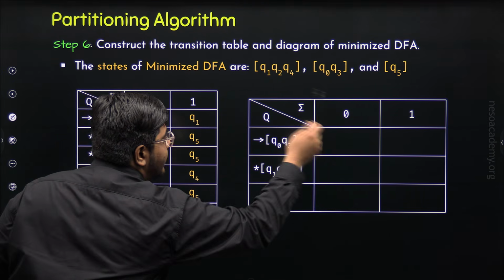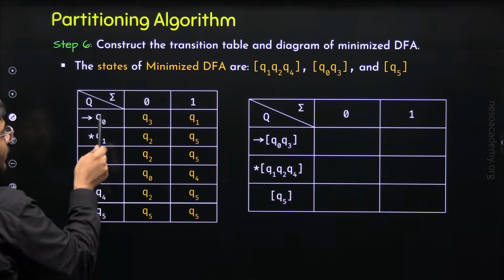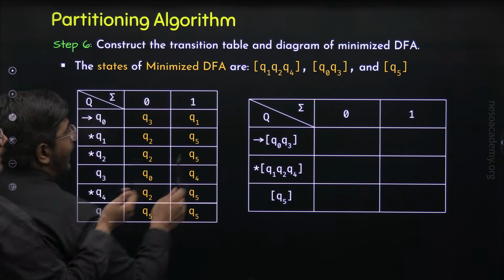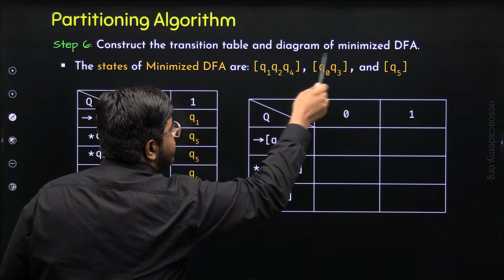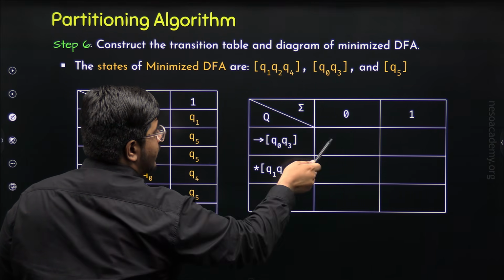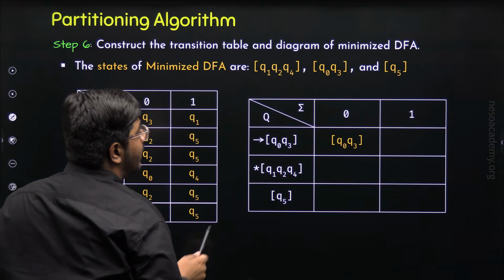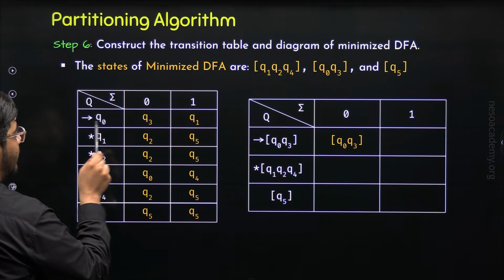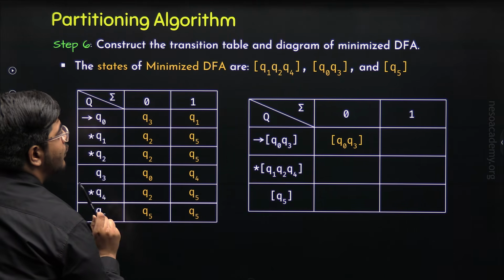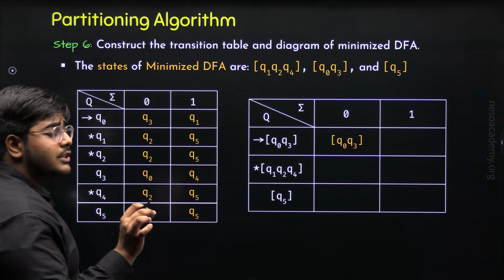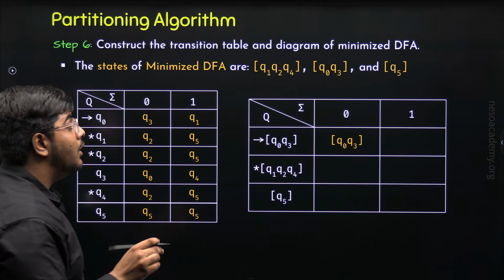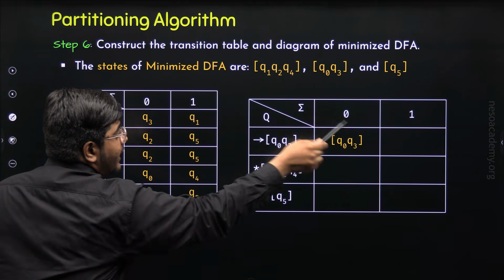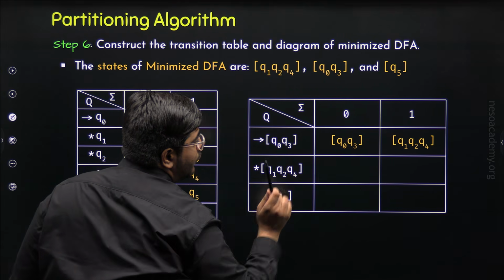Q0, Q3 on 0. Let's check. Q0, Q3 on 0 gives Q3, Q0. And we can see Q0, Q3 is the state of our minimized DFA. So here we will write Q0, Q3. Now Q0, Q3 on 1. We are getting Q1 and Q4. Now Q1, Q4 is not the state of minimized DFA, but the state containing Q1 and Q4 is this one. So here we will write Q1, Q2, Q4.